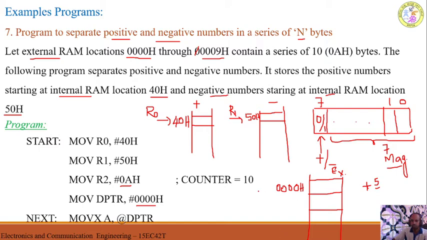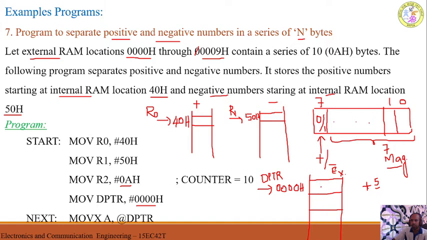And what is the pointer here? The pointer to the external memory location is DPTR, that is nothing but data pointer, DPTR. Only R0 and R1 can be used as a pointer register to the internal memory. Now MOVX A, @DPTR. Now DPTR is pointing to this memory location. Go to this memory and take the data available.